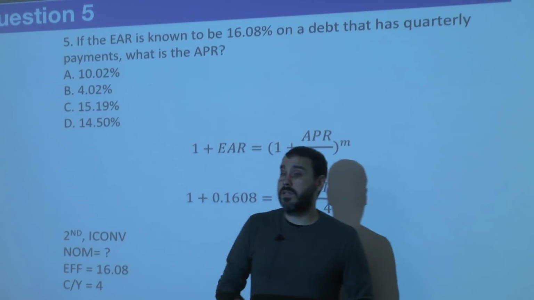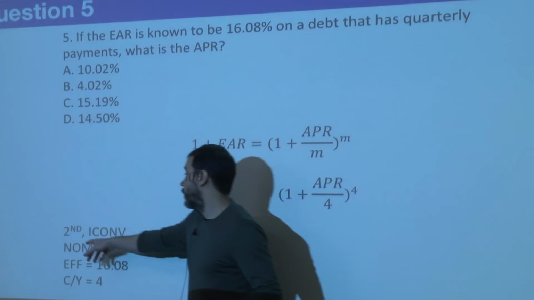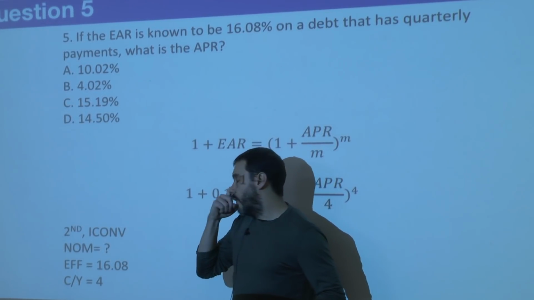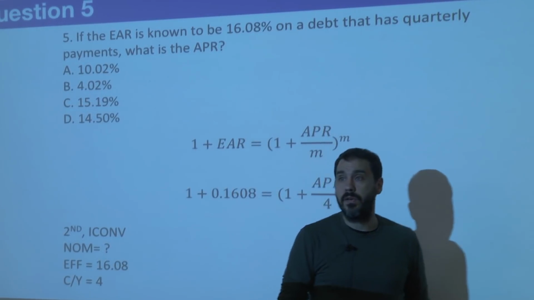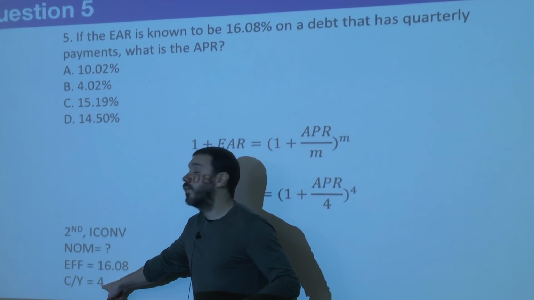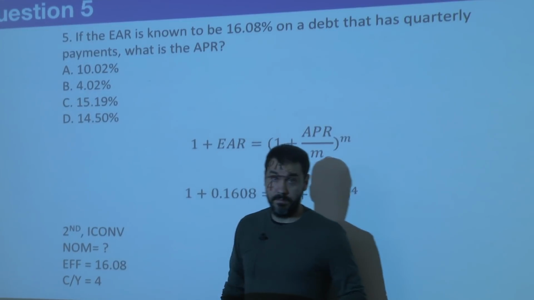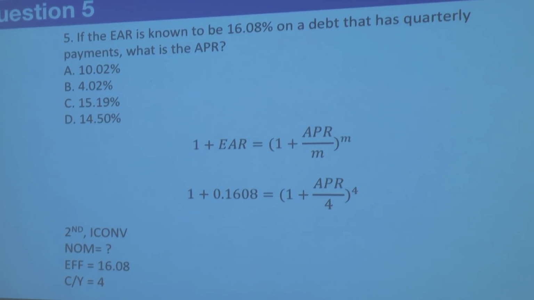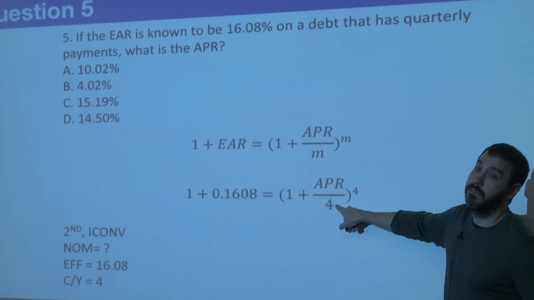So your calculator has a function to do this. You're basically telling the calculator, second function icon V, my effective rate is 16.08 and the number of compounding periods per year is 4. Give me the nominal rate. Okay? That totally works and might or might not be quicker than applying the formula. Okay?